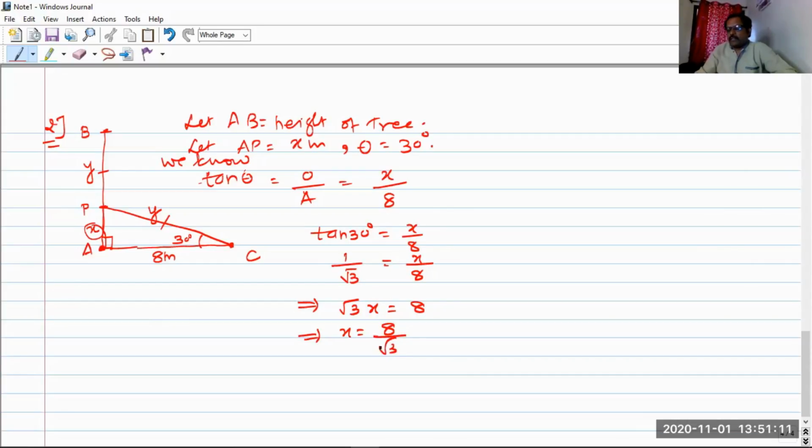In the case when we have a length or any ratio in which the denominator is a radical or irrational number, you can simplify it by multiplying and dividing by the same irrational number, or we can keep it as it is. Let's keep it as it is here.